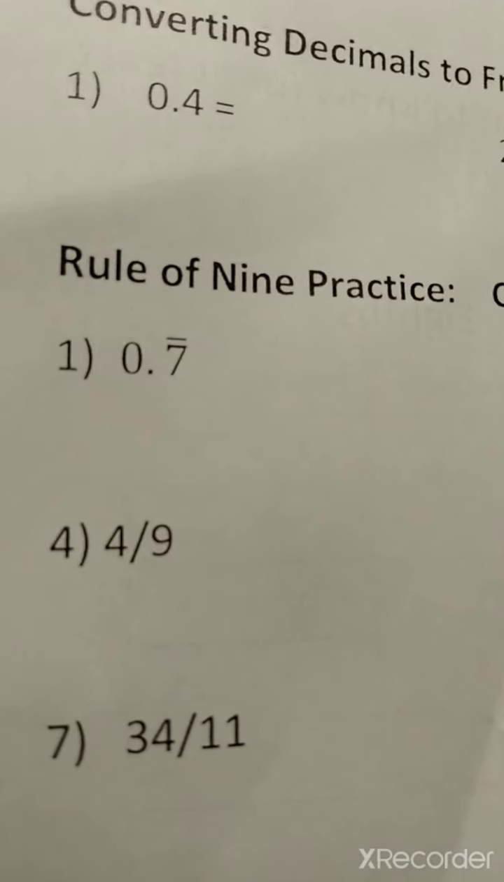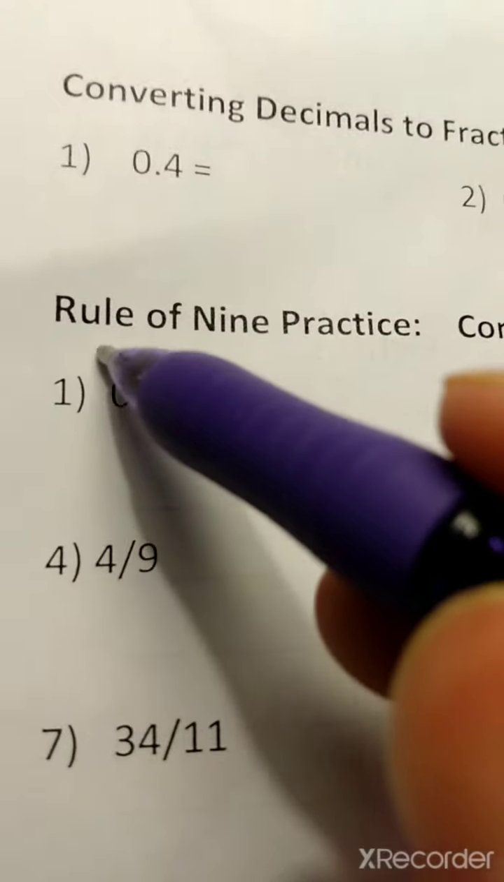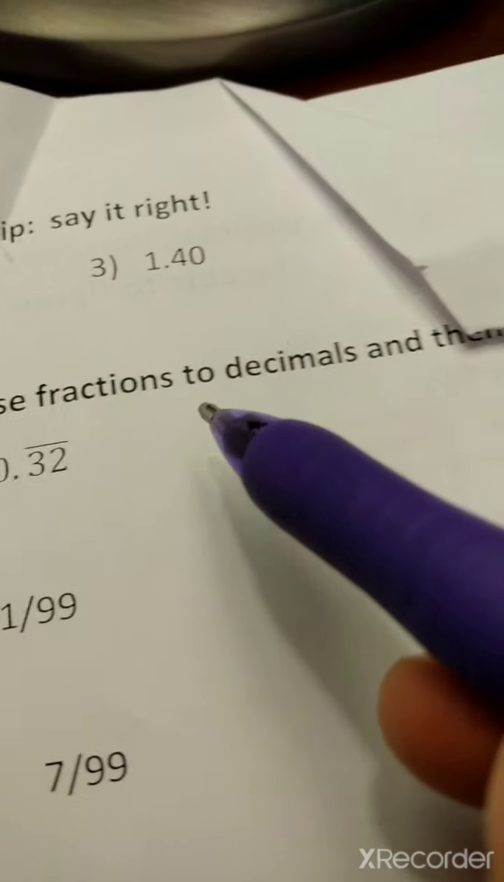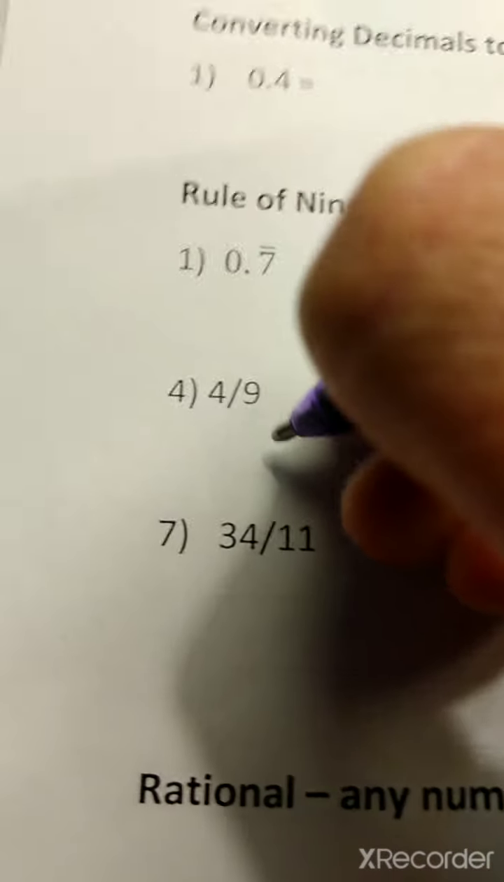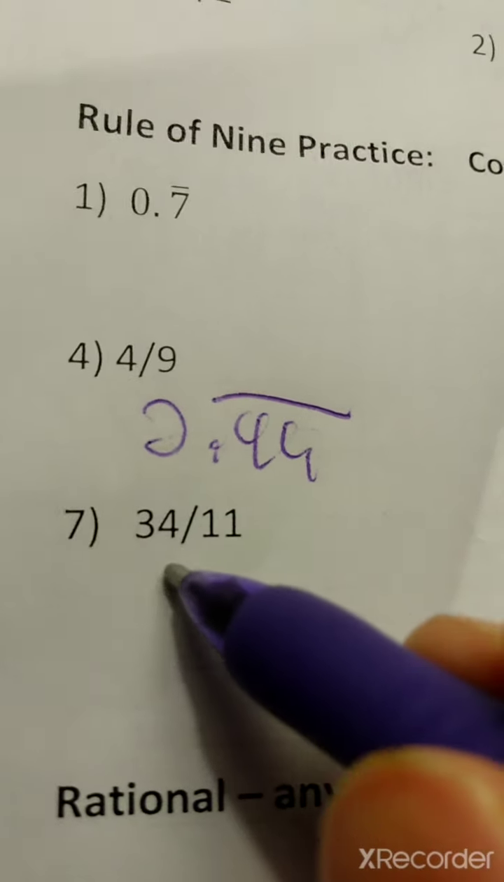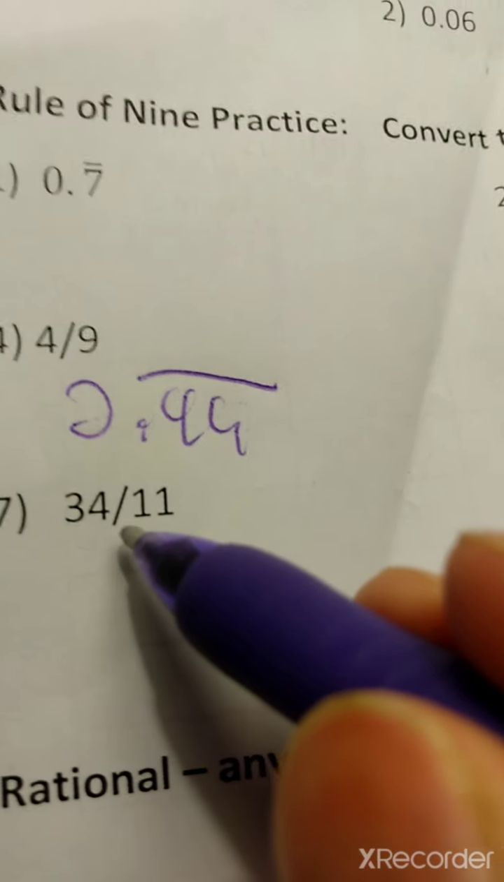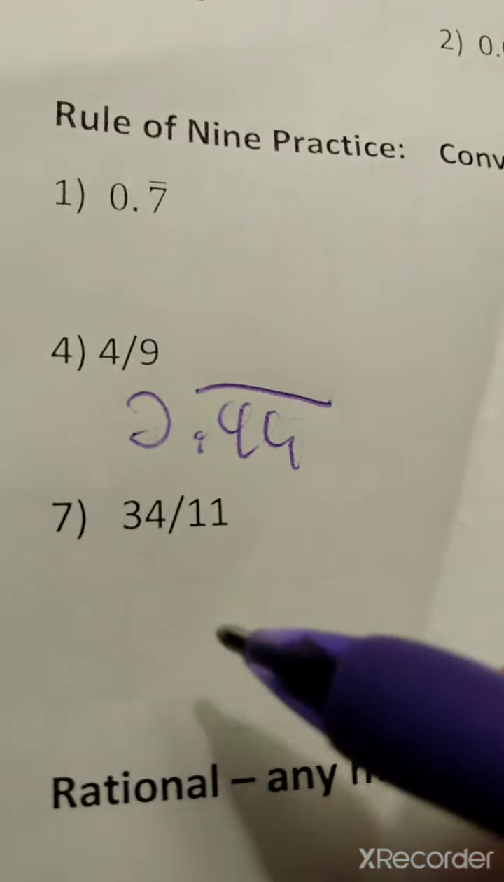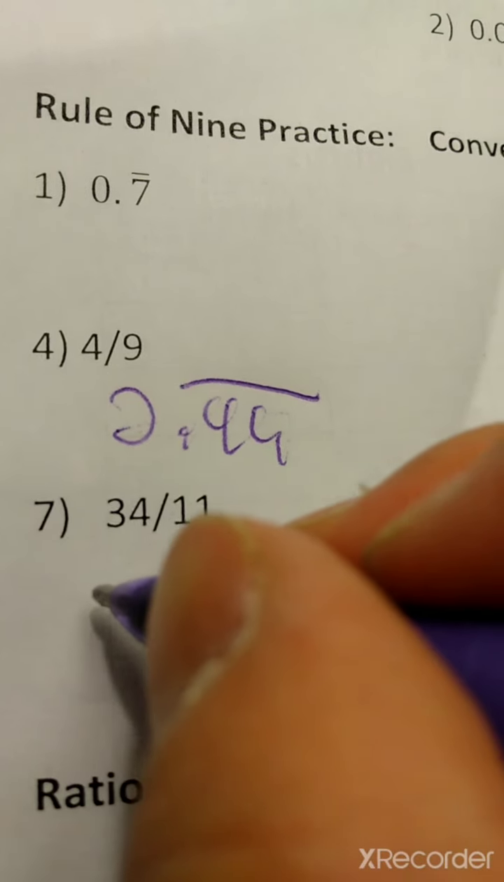Here's another example you might see in a word problem. For the rule of 9, it wants you to convert these fractions into decimals. So 4 divided by 9 is 0.44 repeating. But 34 divided by 11, how is that going to work? Well, we have to do this.